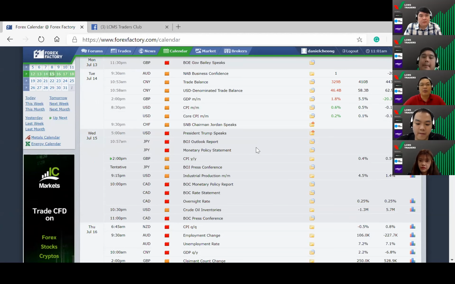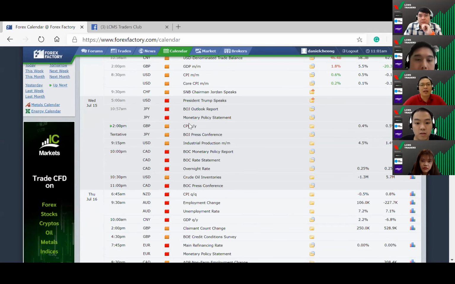And today, we have a couple of news items. You can see for this morning, we have yen news coming out. The BOJ, Bank of Japan, had an outlook report and a monetary policy statement, and expected no change in interest rate, no change in the policy. So it was kind of a muted morning today. At 2 p.m., of course, we have pound CPI. We'll talk about it as well, but it's expected at 0.4%. Not much change is expected compared to last month.